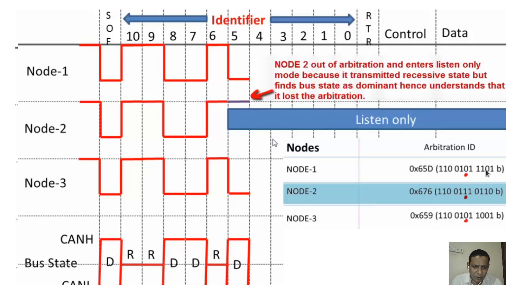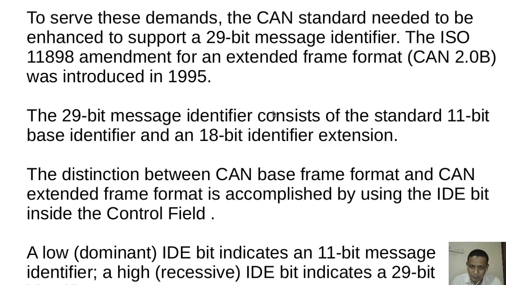These are the bits numbered 0, 1, 2, 3, 4, 5, 6, 7, 8 and so on. So these are the 11 bits of node 1, 11 bits of node 2, 11 bits of node 3 like that. To have better application for off-road vehicles, the CAN standard needed to be enhanced to support a 29-bit message identifier. The extended format has a 29-bit message identifier, but the standard frame format consists of an 11-bit message identifier.